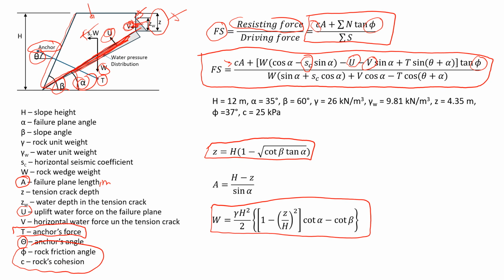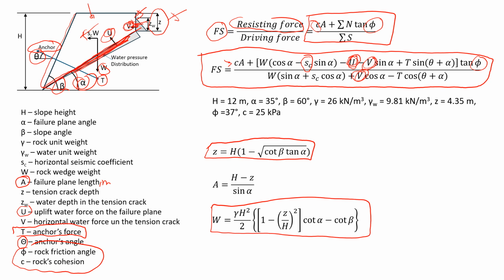So you see that U and V are both on the top and the bottom. At the top, we actually subtract them because pore pressure would reduce the strength of the rock mass. And here you see that we have them at the bottom because they will actually increase the driving force. It will actually add that additional component to drive that rock mass downward.